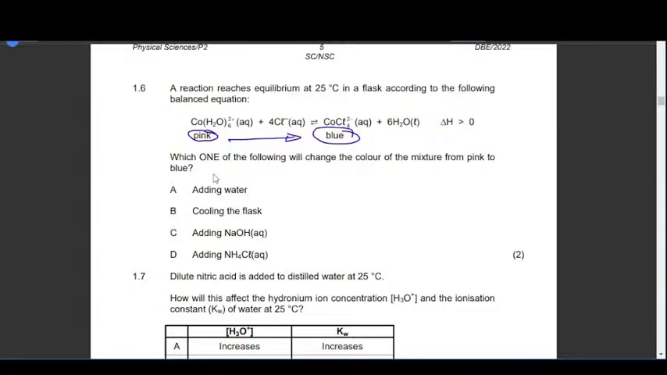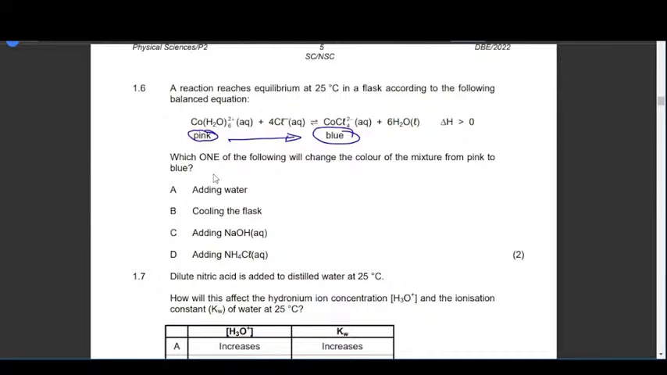So if you add something here, it's going to favor the forward reaction. If you remove something here, still it is going to favor the forward reaction. If you add something here, it's going to favor the reverse reaction. If you remove something here, it feels that it must fill that space which you have created by removing. And then if you add here, it means that there's too much, or excess. It's supposed to be balanced, therefore it favors the reverse reaction.